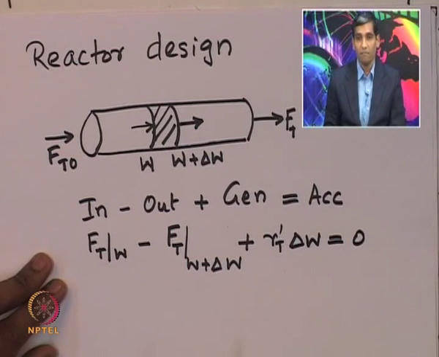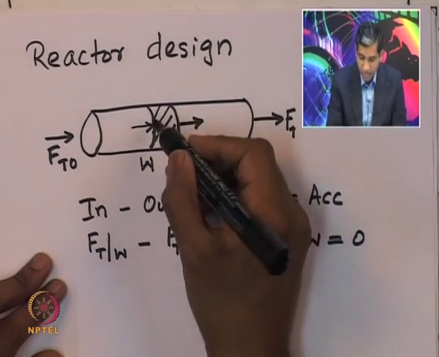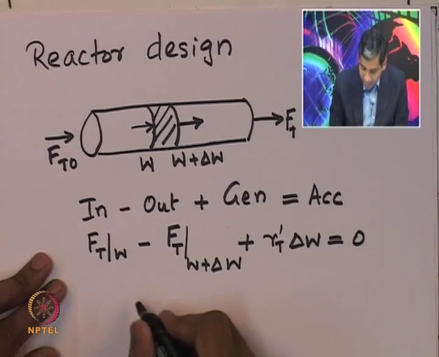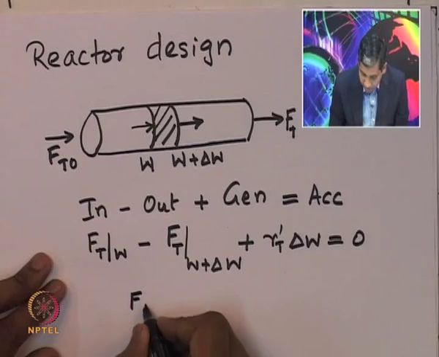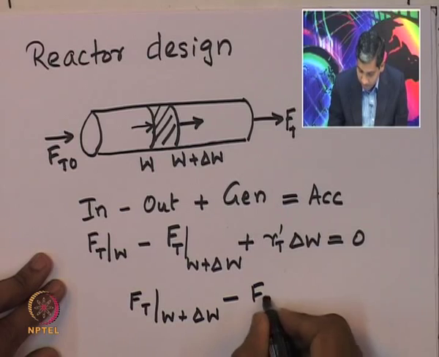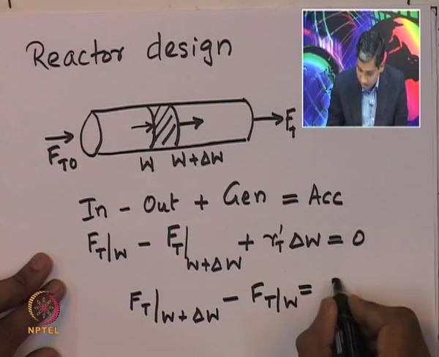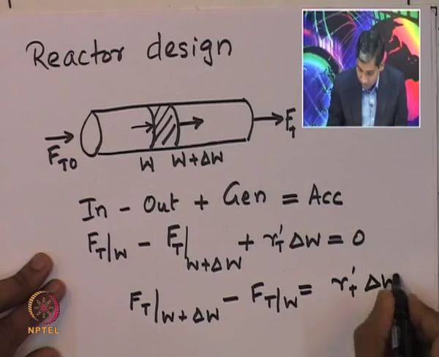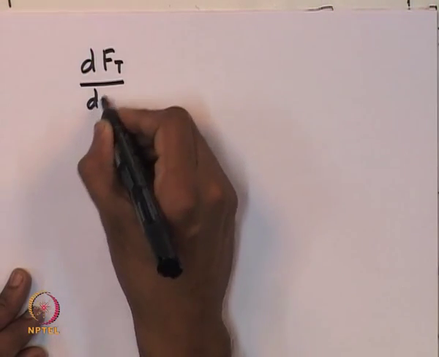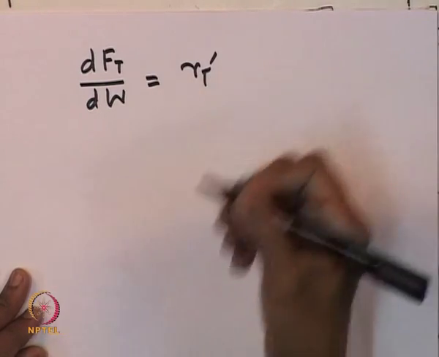So that's the rate law. Where RT prime is the rate at which toluene is being generated, and delta W is the amount of catalyst packed in that particular element. So we can simply rewrite this as FT at W plus delta W minus FT at W equal to RT prime into delta W. And this can be rewritten as dFT divided by dW equal to RT prime.